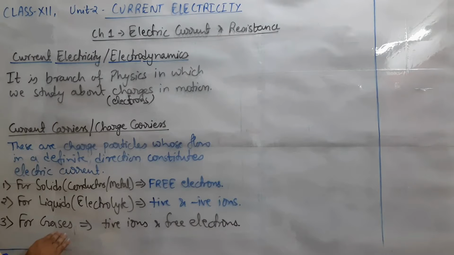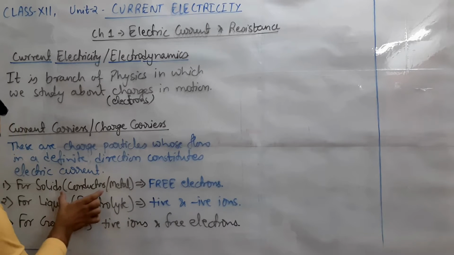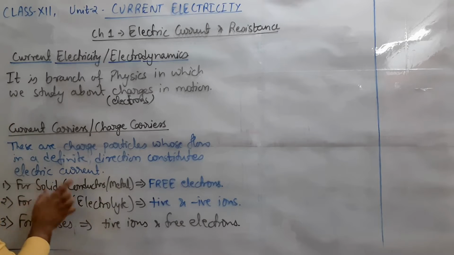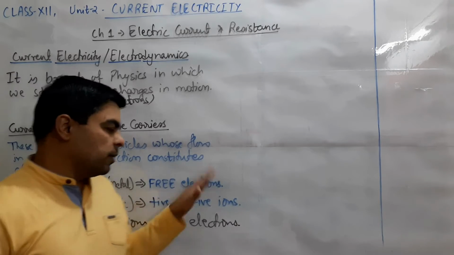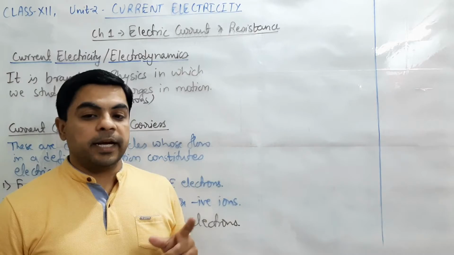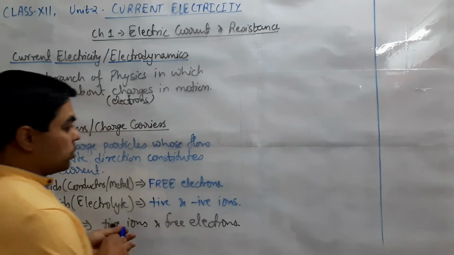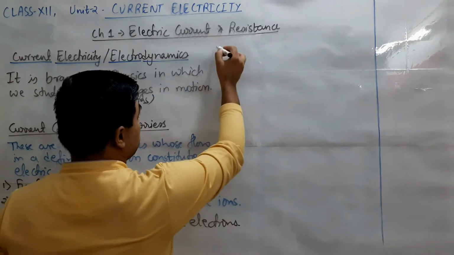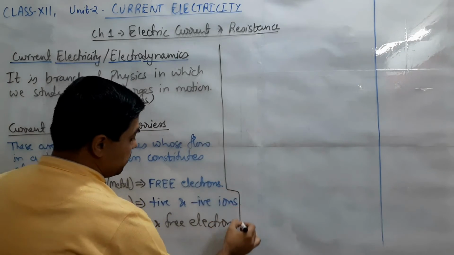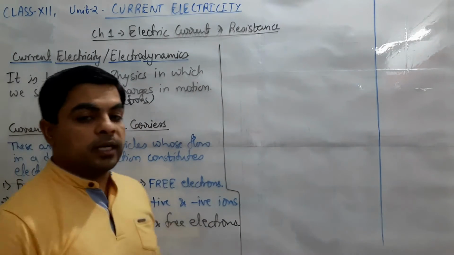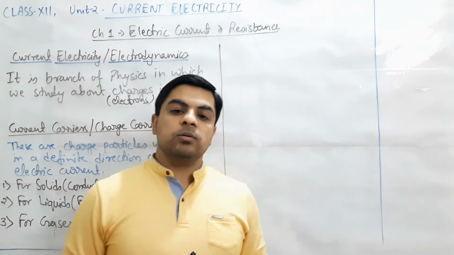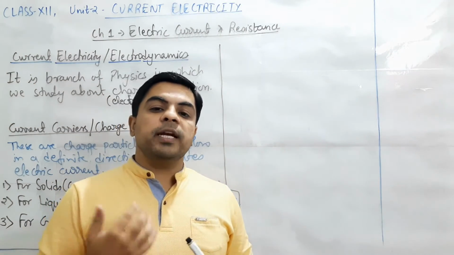Very rarely we will deal with the gaseous cases, and liquids, very few cases we will discuss, but this is the main important part. For solids, for conductors or metals, we will deal with these free electrons, energetic electrons. So now the factor which will make electric current in the circuit, that we understood. Now how they will move in a definite direction.